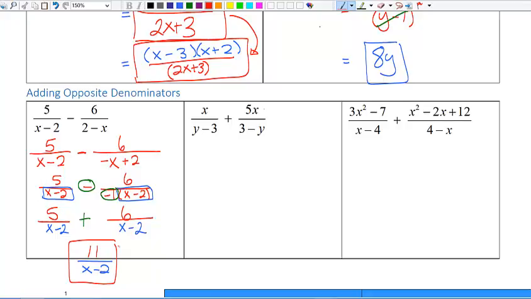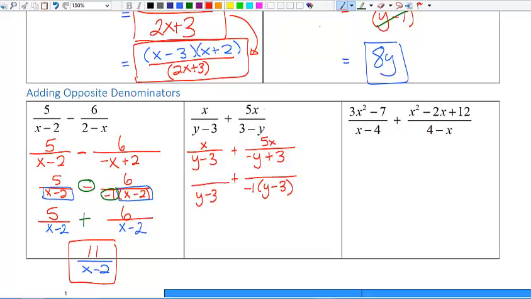Let's do this again. So on the next problem, y is in the front and 3 is in the back. The variables in the front, the numbers in the back, that's great. But on the second fraction, it's out of order. So I'm going to first put it in order, negative y plus 3. So then I'm going to factor out a negative 1 as a GCF.